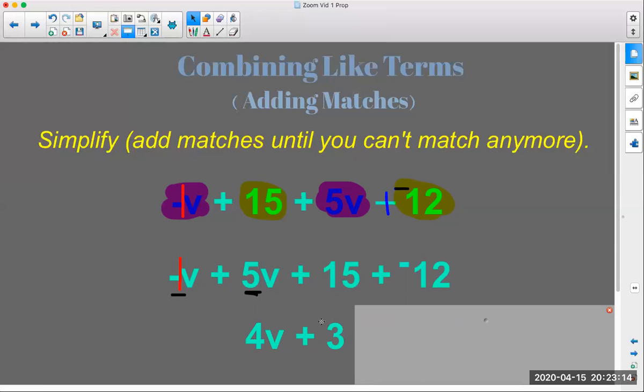So anyway, we took this long expression, and by finding the matches and adding them together, we simplified it, made it easier, and we ended up with 4V plus 3. I hope this helps.